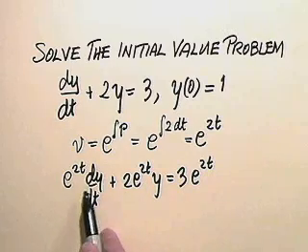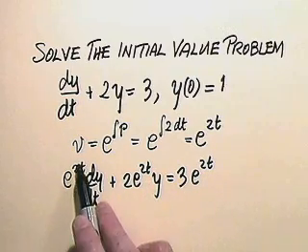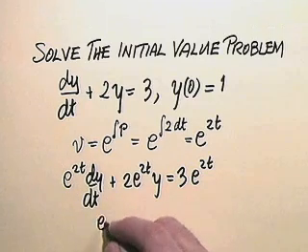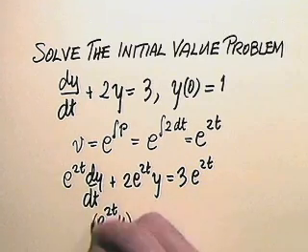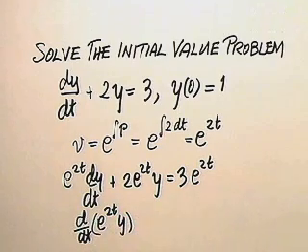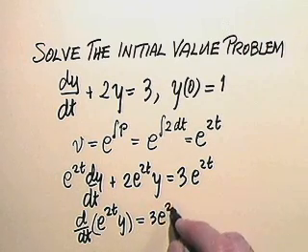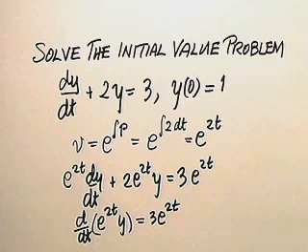And notice, as usual, the left side is now the derivative of v times y. That is, if I differentiate e to the 2t y with respect to t, notice we're going to get e to the 2t times dy dt plus the derivative of e to the 2t times y, but the derivative of e to the 2t is 2e to the 2t, and so there we have the left side. And now the right side is simply 3e to the 2t. And so that tells us that we have only to anti-differentiate e to the 2t to arrive at the final solution.